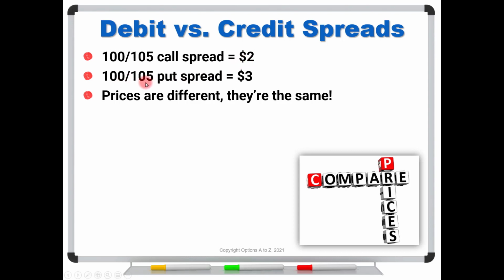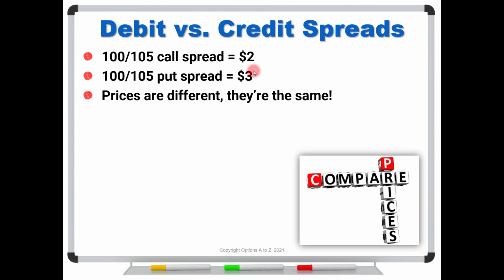Conversely, if we sell the 100-105 put spread, sure, it's a credit of 3. This is your maximum gain, but remember this is a liability. This cannot grow to any value at all. It can go against you by $5. So it's a liability equal to 5. So if you're paid 3 and you end up losing 5, then your maximum loss is 2, exactly the same as it is for the call spread. So again, the prices appear different, but they're actually, in this case, identical.